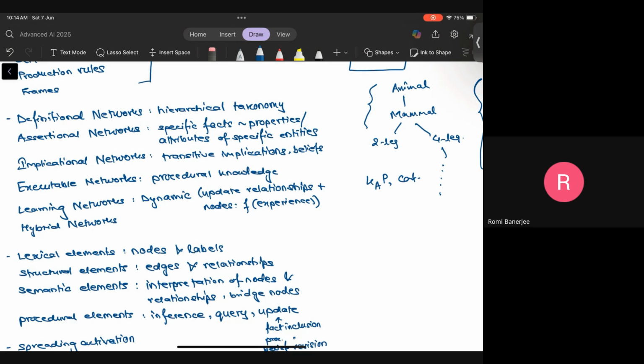Now, if you make your network dynamic, meaning that it keeps updating itself, it has rules associated with updating itself. By updating, I mean pruning, adding new facts, correcting facts, belief revision. If you have that kind of a system built within your semantic network, that is when you have a learning network, because it is dynamic. Okay, it is not just fixed to what it has been trained with, but you are making sure that it lives in the world. So you have a learning network. And hybrid networks are a combination of two or more such networks.